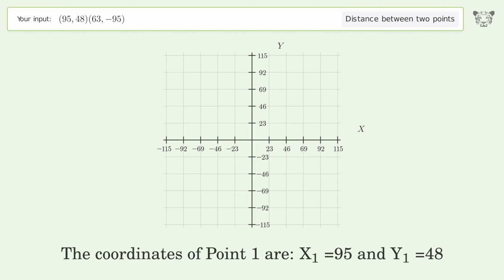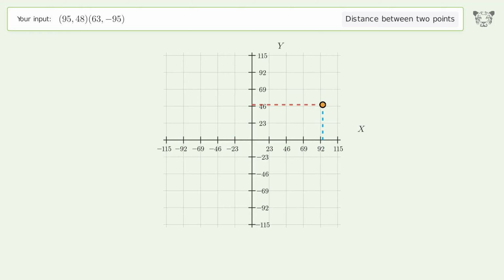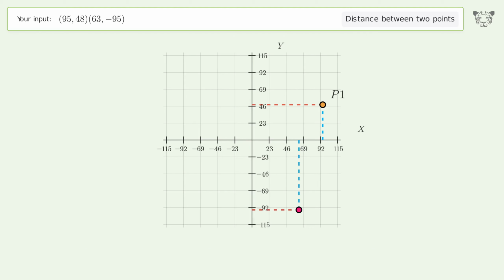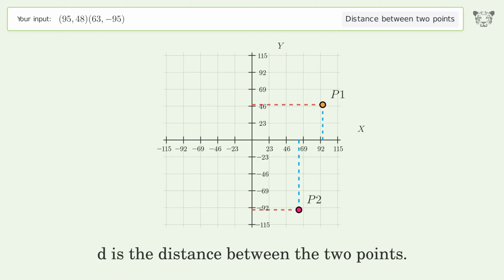The coordinates of point 1 are, x1 equals 95 and y1 equals 48. The coordinates of point 2 are, x2 equals 63 and y2 equals negative 95. D is the distance between the 2 points.